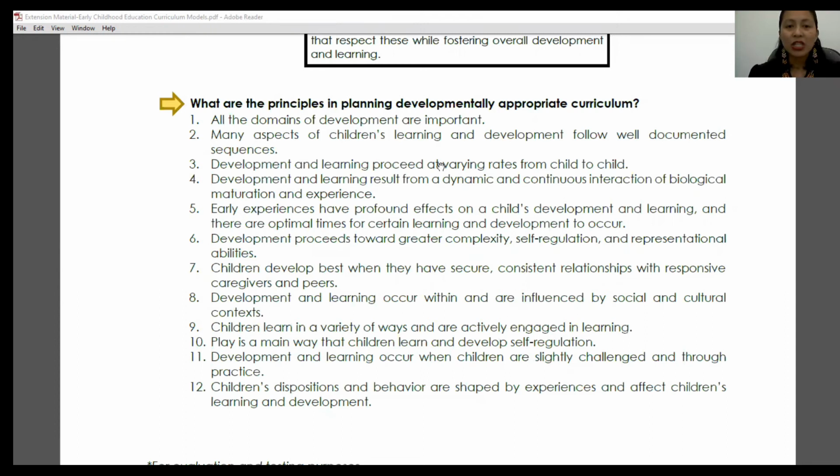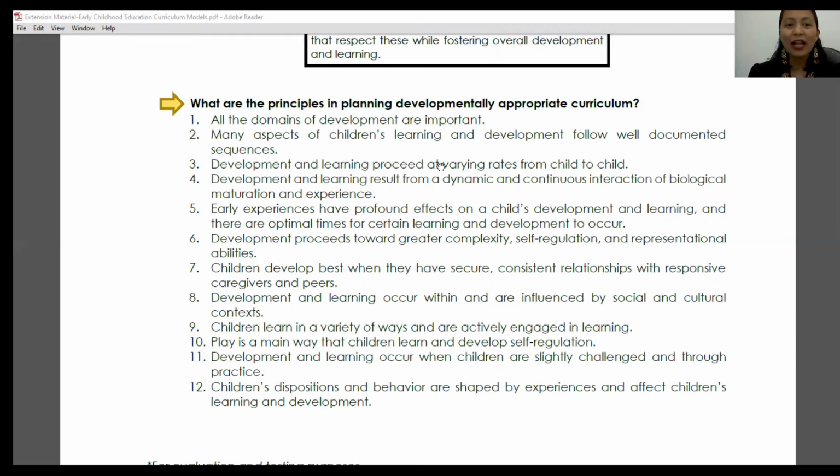Second, many aspects of children's learning and development follow well-documented sequences. Like, for example, you cannot expect a child to write his or her name legibly without learning how to trace broken lines or trace certain strokes. So there are really sequences. And we have to follow a simple to complex sequence. We cannot ask children to do something challenging or difficult without even trying to provide the child with practice steps to help him or her do this certain challenging task.